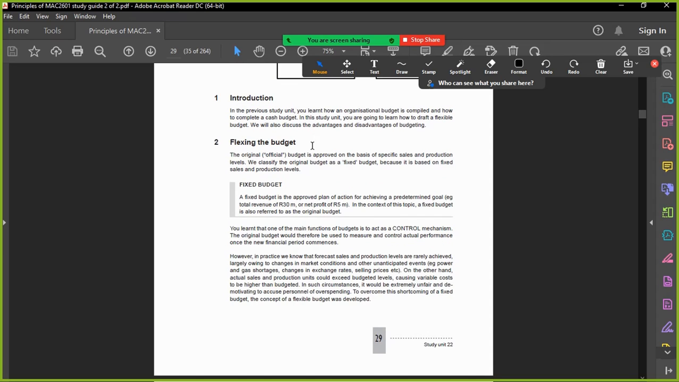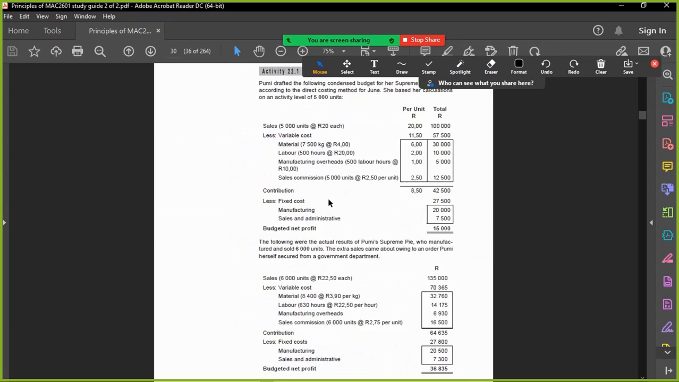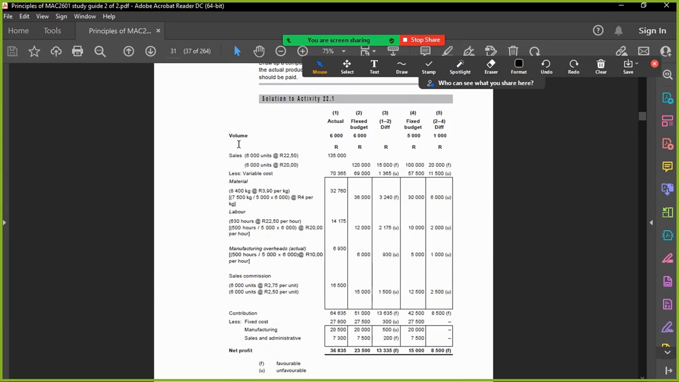Okay, but yeah. This is jargon. Flexing the budget is just jargon. It's trying to draw up a budget based on a certain level. So see, if the actual is 6,000 and the fixed budget is 5,000, then you need to, in inverted commas, flex the budget to make it 6,000. Do you see that? Okay, and we were basically doing that earlier.